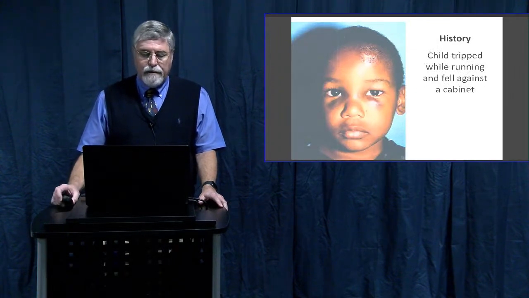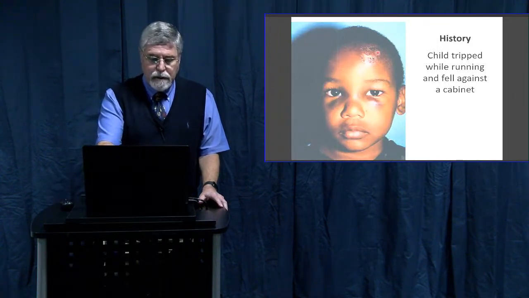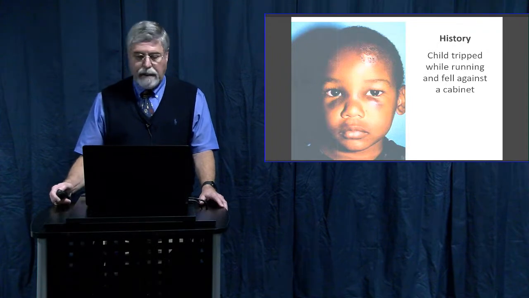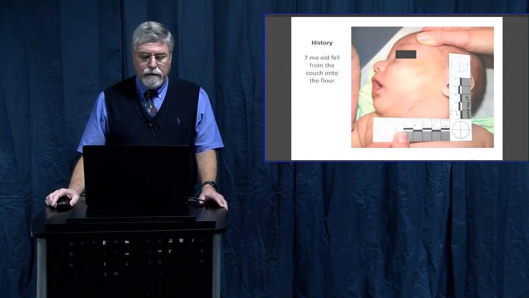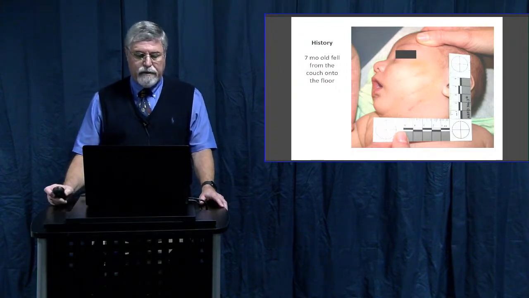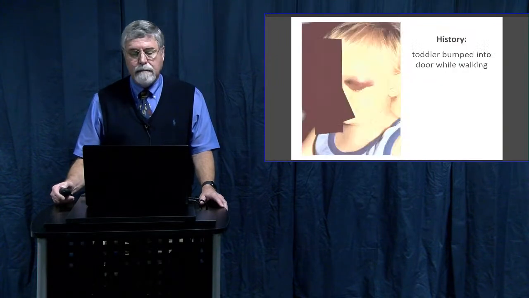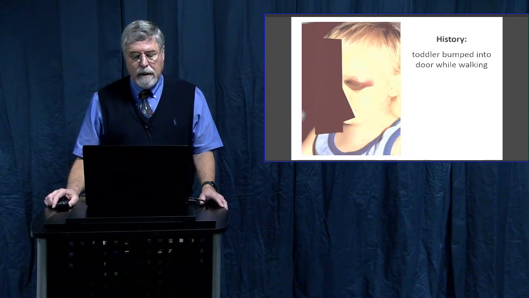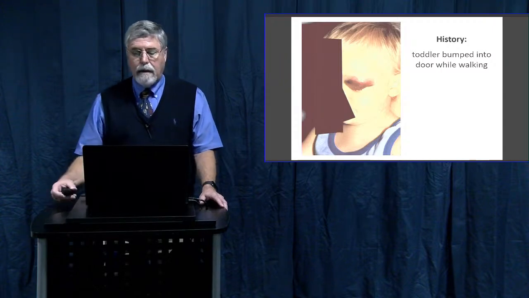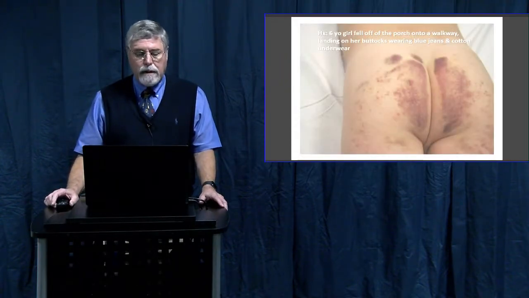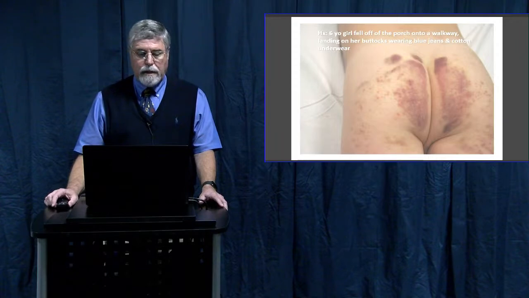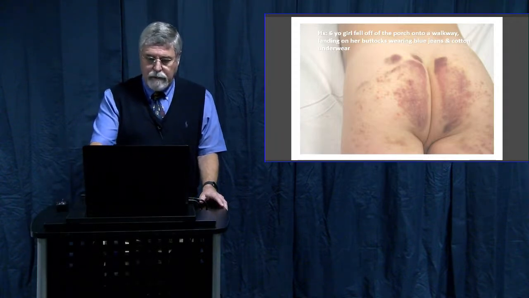This child with the injury to the forehead and the bruising under the eyes. The history is the child tripped while running and fell and hit a cabinet. This 7-month-old has the injury on the cheek. The history was fell from a couch onto a carpeted floor. This toddler was walking and bumped the door and his eye swelled up right away is the history. This 6-year-old girl came in with this injury on the buttocks and upper thighs, and the history was the child fell off of a porch onto a concrete walkway while she was wearing blue jeans.